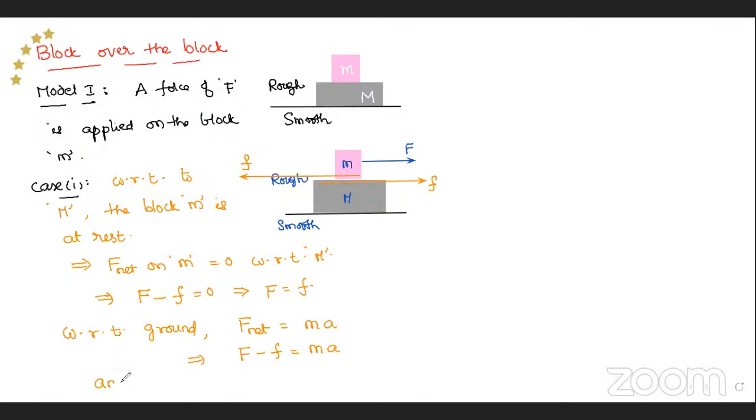And same with respect to ground, F net is equal to capital MA. This is on the lower block. And F net on the lower block, there is only one force on the lower block, that is friction. So f is equal to capital MA. You understood the whole part here with respect to ground, on small m and on top capital M? Do you have any doubt here? Understood. Okay, no problem. Then good.